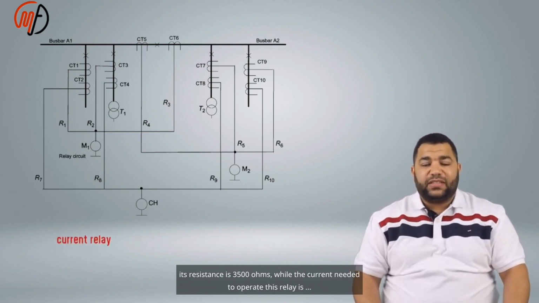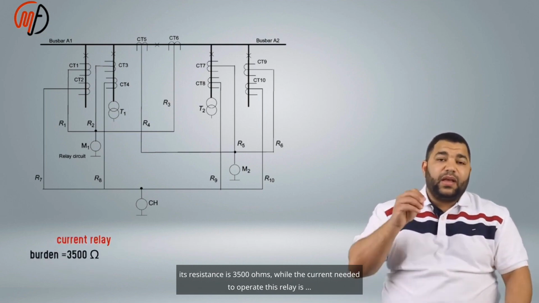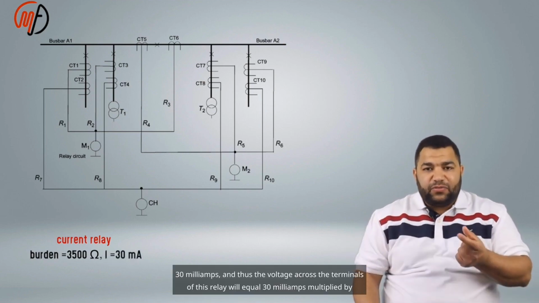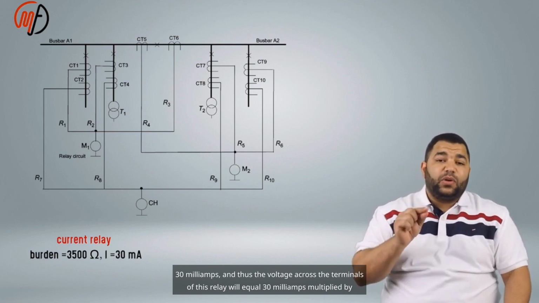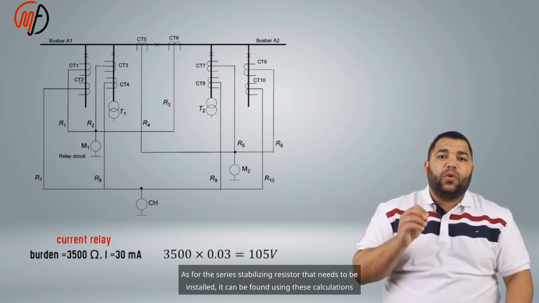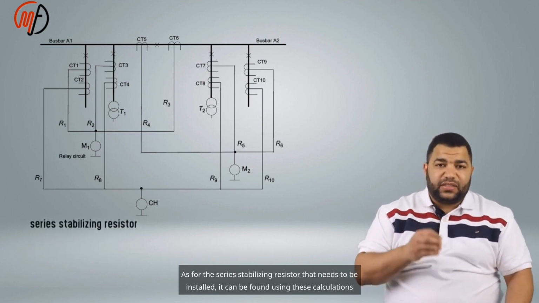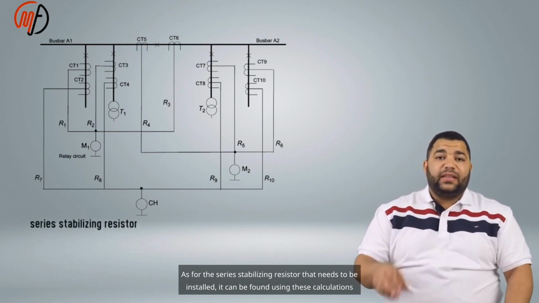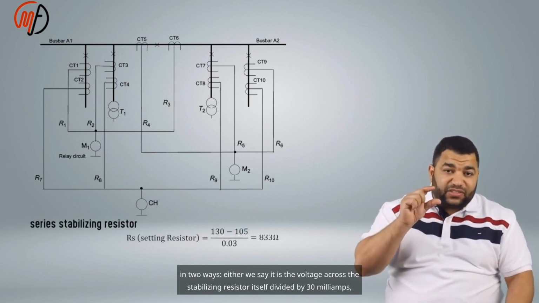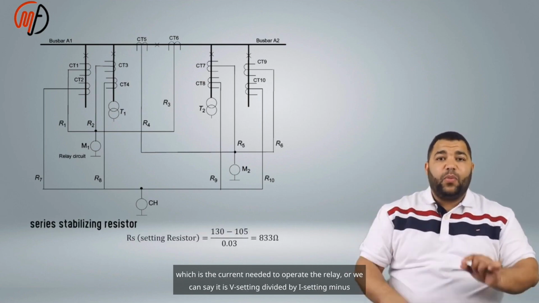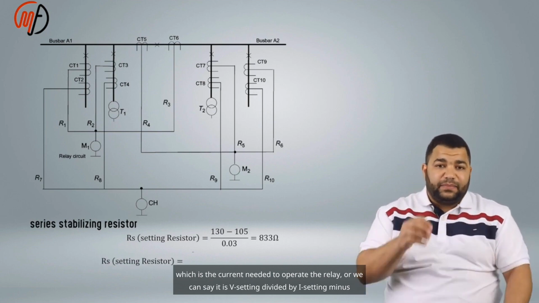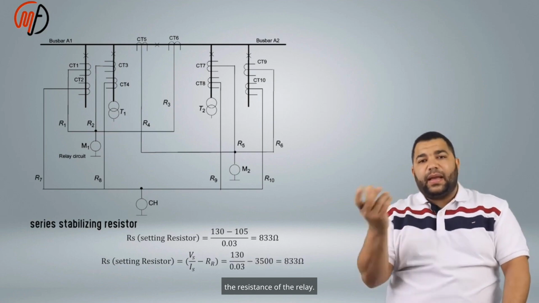As for the relay chosen in this case, its resistance is 3500 ohms, while the current needed to operate this relay is 30 milliamps, and thus the voltage across the terminals of this relay will equal 30 milliamps multiplied by 3500 ohms, which will equal 105 volts. As for the series stabilizing resistor that needs to be installed, it can be found in 2 ways. Either we say it is the voltage across the stabilizing resistor itself divided by 30 milliamps, which is the current needed to operate the relay, or we can say it is V setting divided by I setting minus the resistance of the relay.